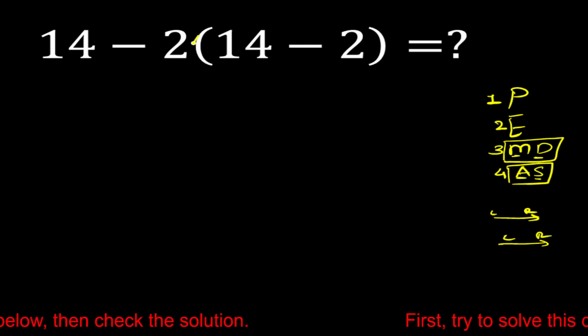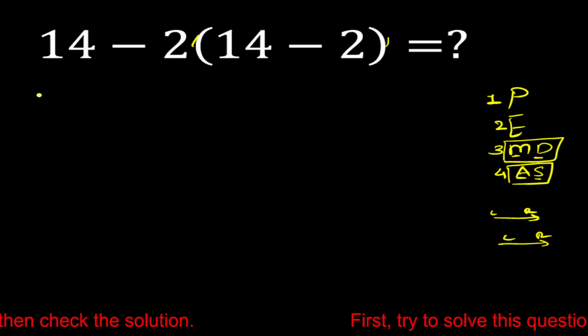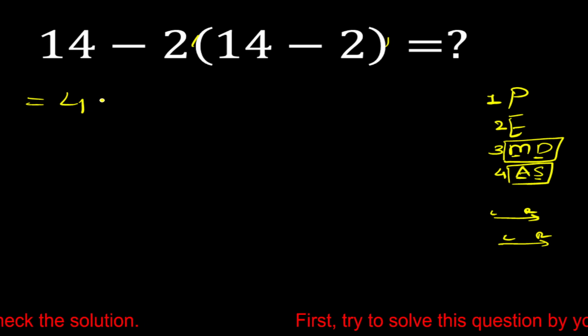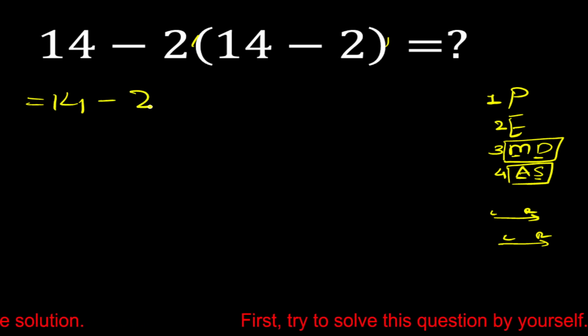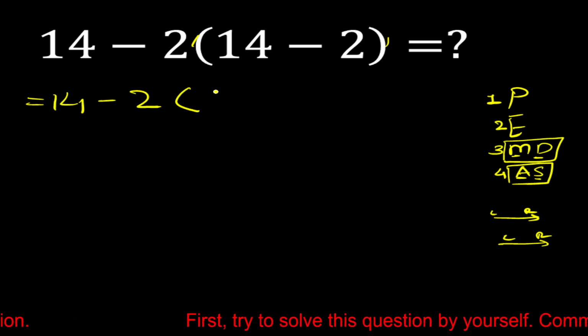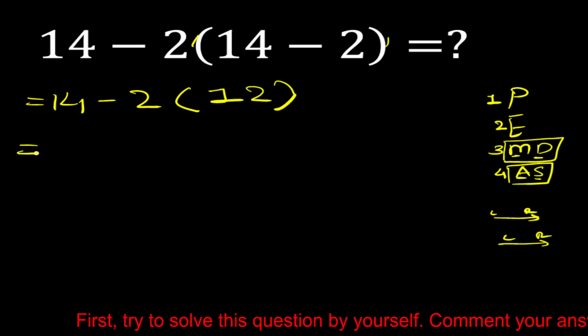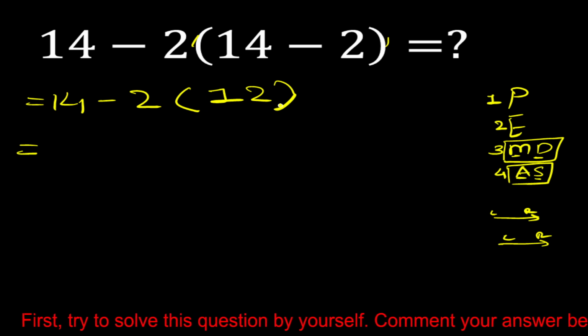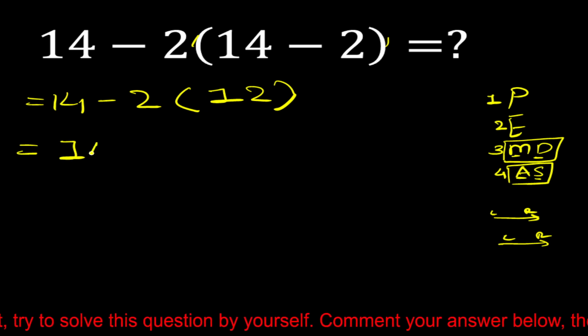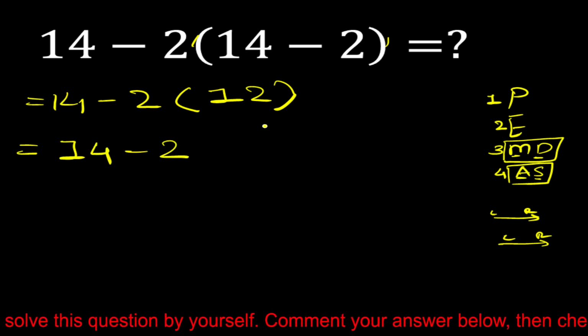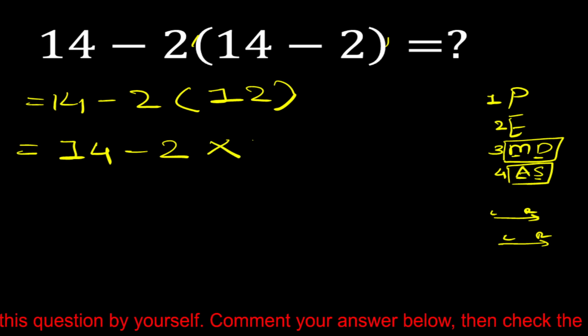Okay, so first we have to solve this parenthesis. So 14 minus 2 is equal to 14 minus 2. Now solve this parenthesis. 14 minus 2 is equal to 12. Okay, so now remove this parenthesis, so the expression becomes 14 minus 2. Now remove this parenthesis, so multiply 12.